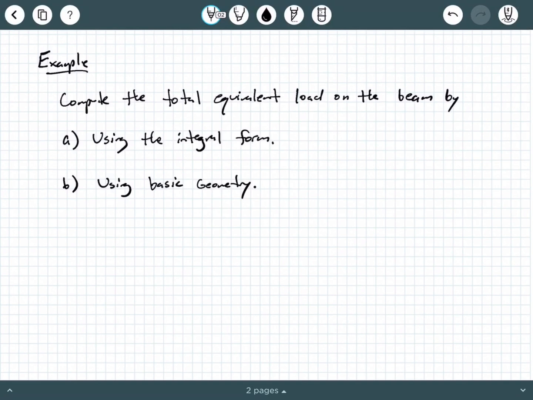In this example, we're being asked to compute the total equivalent load acting on a beam by two different methods. Part A is using the integral form that we saw in the previous video, and part B is using basic geometry. Okay, so let's go ahead and draw our beam. And this is all given information.